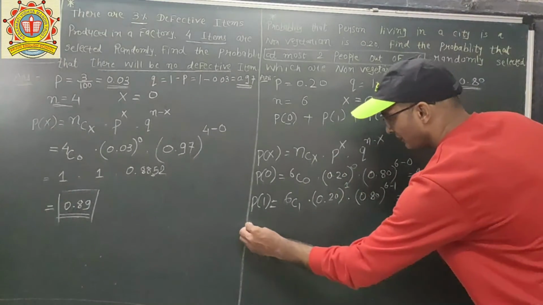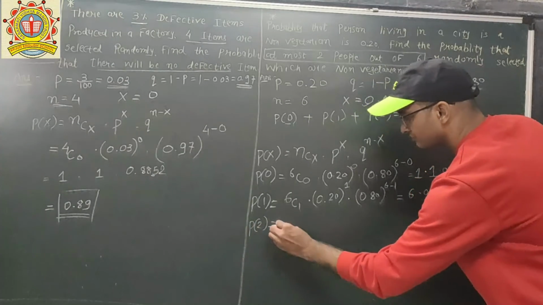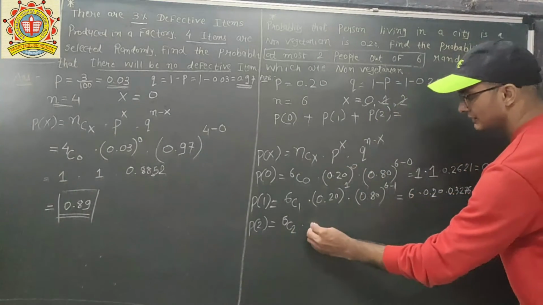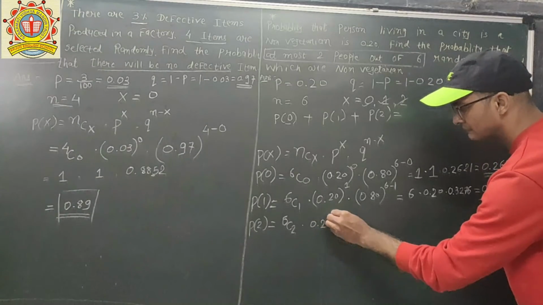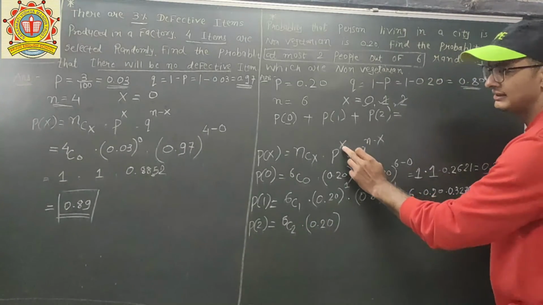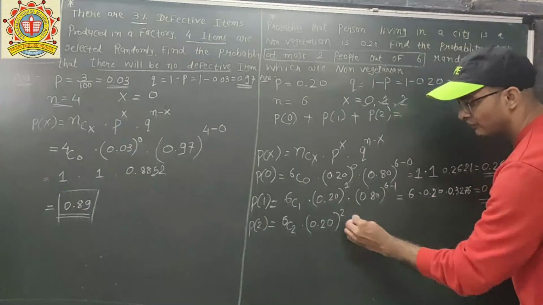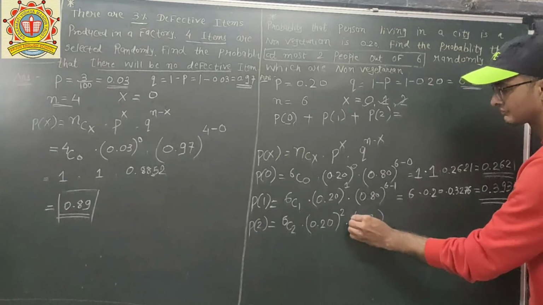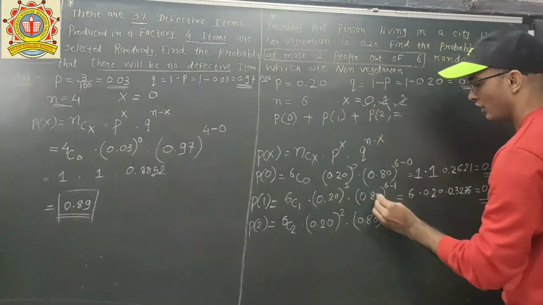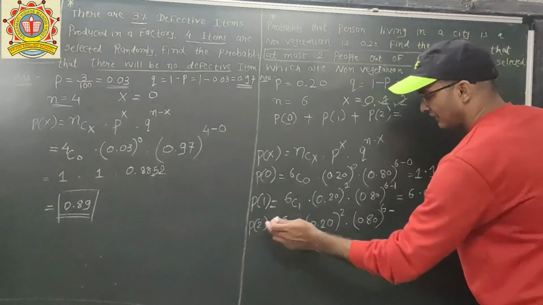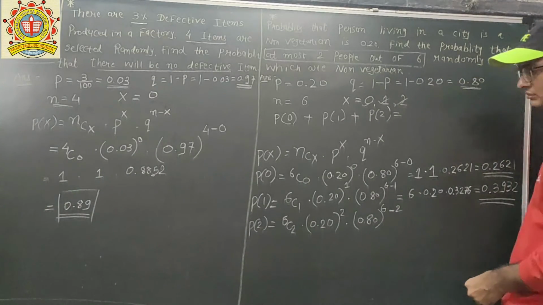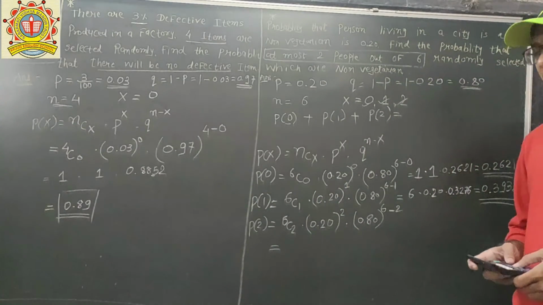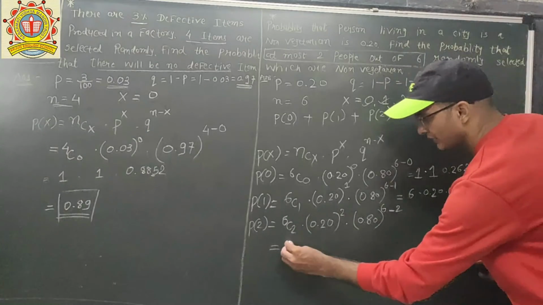Now the probability of 2, P of 2: 6C2 multiplied by P, that is 0.20 raised to x, where instead of x the value is now 2, multiplied by 0.80 raised to n minus x, where the value of n is 6 and the value of x is 2. Now 6C2 means 6 multiplied by 5 divided by 2, and the answer is 15.